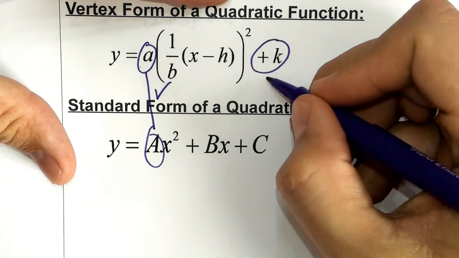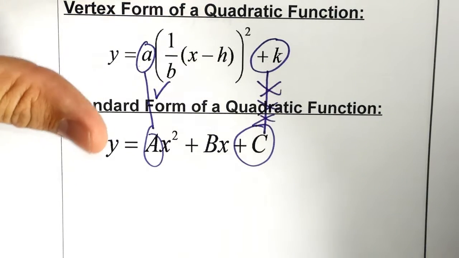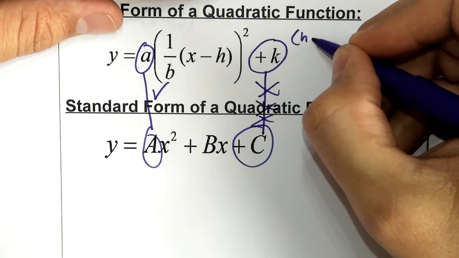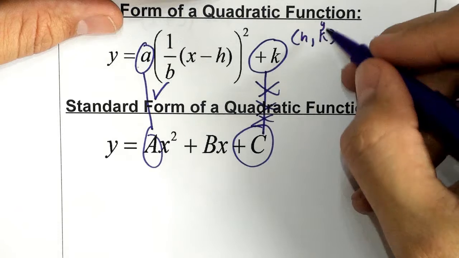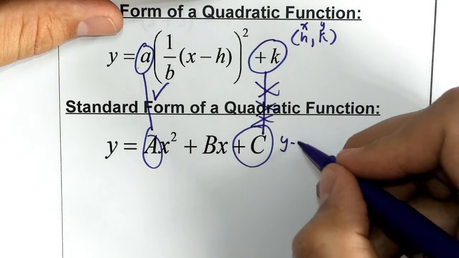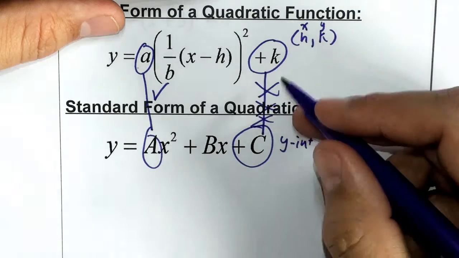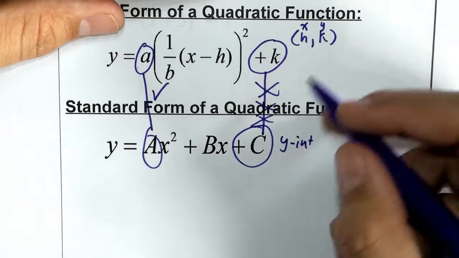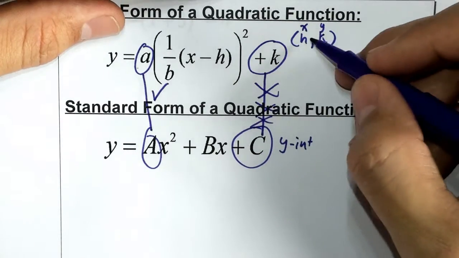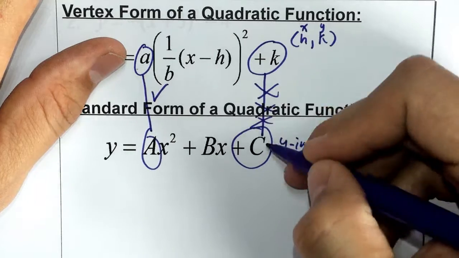But this K at the end and this C down here, they are definitely not the same thing. This K up here is that Y value for the vertex. Remember, the vertex is an X and a Y. This C down here is the Y-intercept. Now, it is a possibility that these could be the same number, but they are not the same. Sometimes they can be the same, but don't rely on that. This K is for the vertex. Anytime the vertex is moved left or right at all, this H is not 1, these will be different numbers.